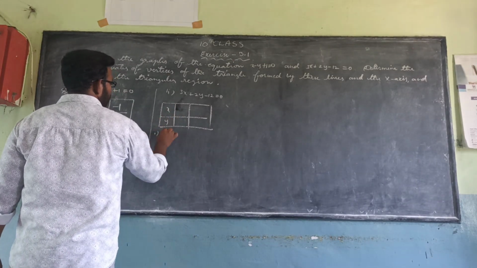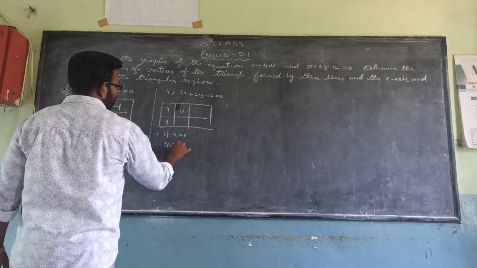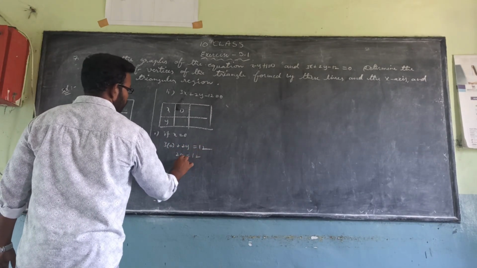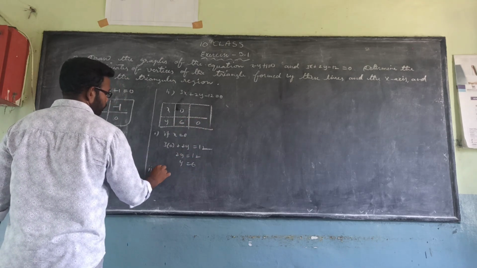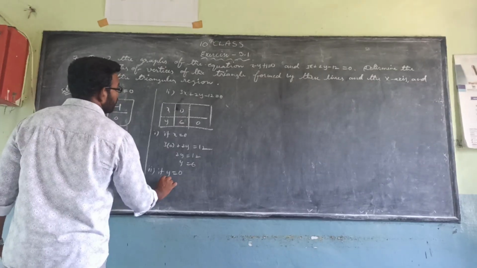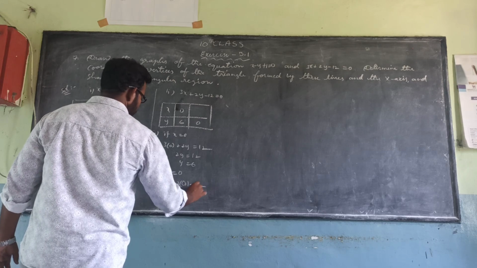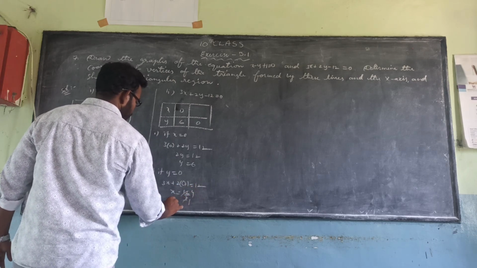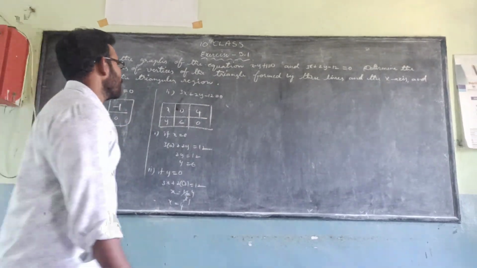x, y. If x is equal to 0, 3 into 0 plus 2y is equal to 12, 2y is equal to 12, y is equal to 6. If y is equal to 0, then 3x plus 2 into 0 is equal to 12. x is equal to 12 by 3, x is equal to 4. So these are the table forms of the linear equations.